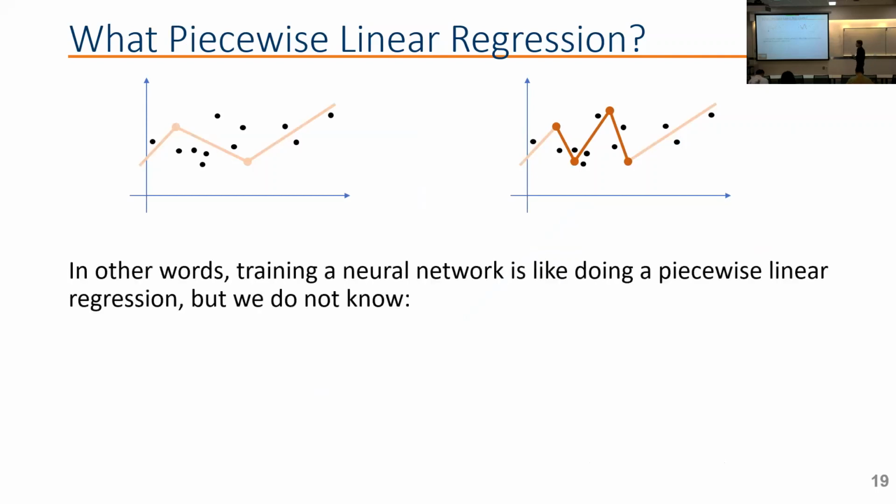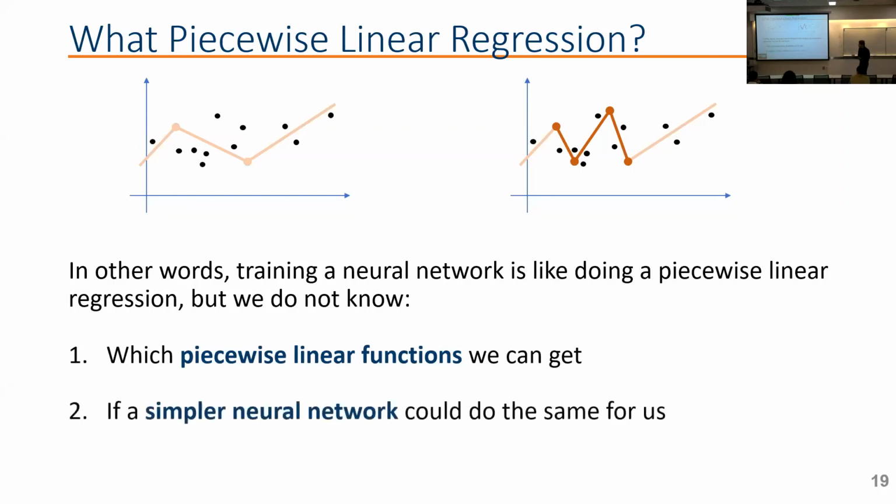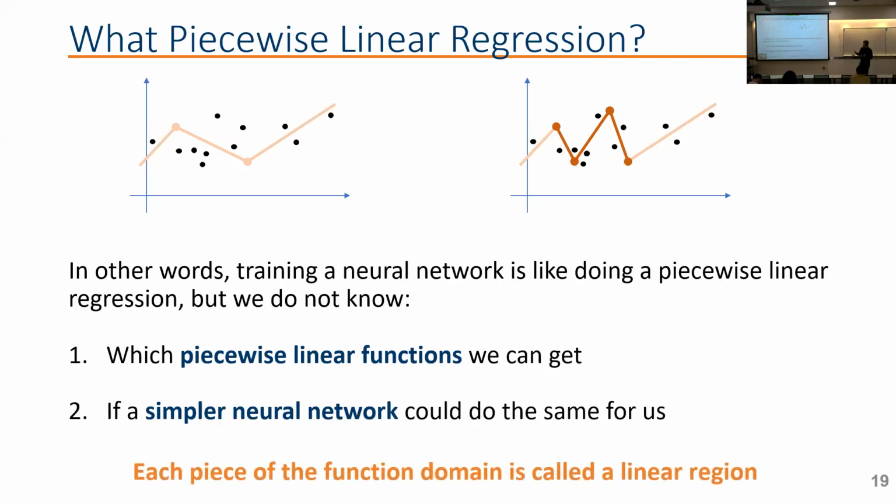And there are two things that we don't know perfectly, but that we're working on. The first is, what piecewise linear functions can we get given different architectures? And the second one is whether we can find a simpler neural network that could do the same thing for us. And when I'm talking about these pieces, each piece of a piecewise linear function corresponds to part of the input space where the behavior of the function is linear, right? Each one of these lobes here. So in terms of the input, in neural networks, this is what we call a linear region.